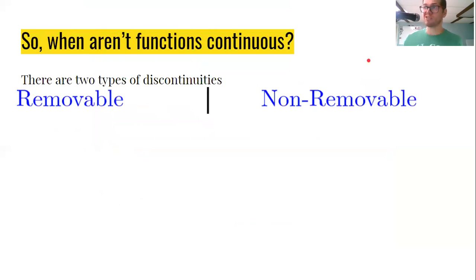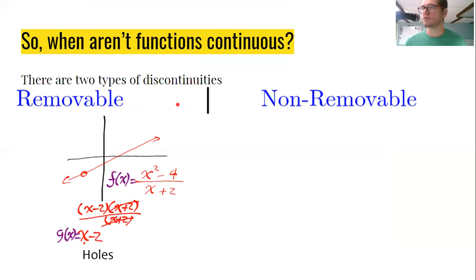But functions aren't continuous sometimes. There's two broad types of discontinuities, and there's 3 total kinds of discontinuities from this. We have removable and non-removable discontinuities. And you kind of already know these a little bit. Removable discontinuities are holes. When you plug in a number and get 0 over 0, that indeterminate form of 0 over 0, that is a hole. I should say it's almost always a hole.